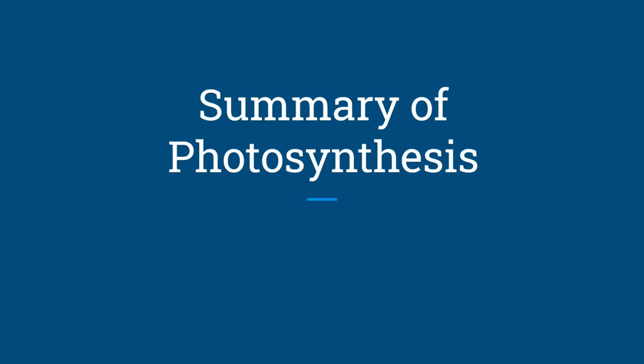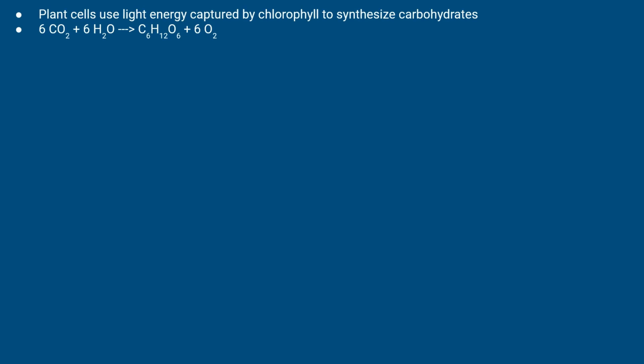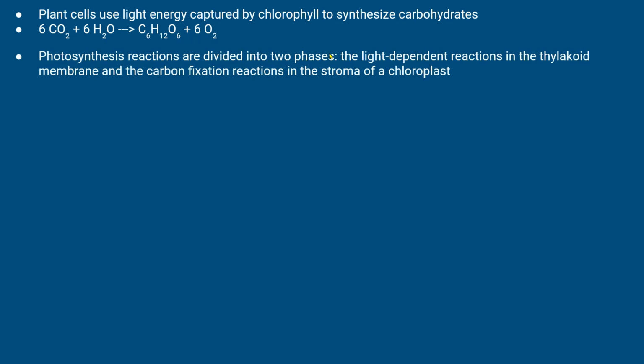So to end off this video, we're just going to look at a quick summary of what we talked about, a summary of photosynthesis. So what's the gist of photosynthesis? We're using light energy captured by chlorophyll to synthesize carbohydrates. The very basic chemical equation: CO2, H2O, to form C6H12O6 and O2. Remember, the reactions are divided into two phases, light-dependent reactions in the thylakoid membrane and the carbon fixation reactions in the stroma.